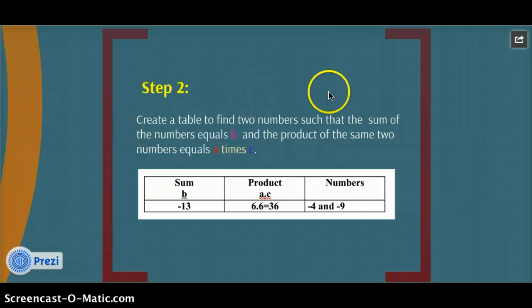Following this, you place it in a table, and the table has b, which is negative 13 from the original equation, and the product of a and c, which is 6 times 6, which is 36. From this you can make two factors. Negative 13 is negative 4 plus negative 9, and positive 36 is negative 4 times negative 9. Therefore this fulfills the requirement for the sum and the product.